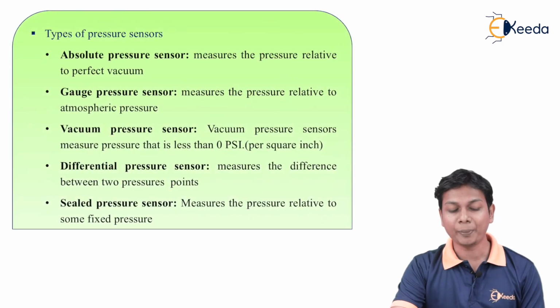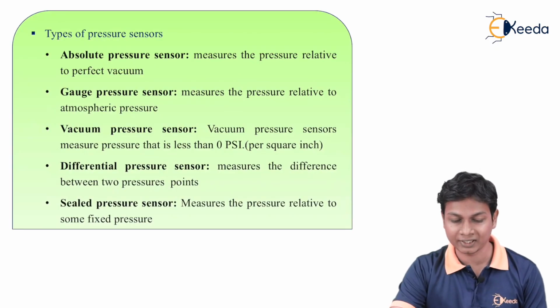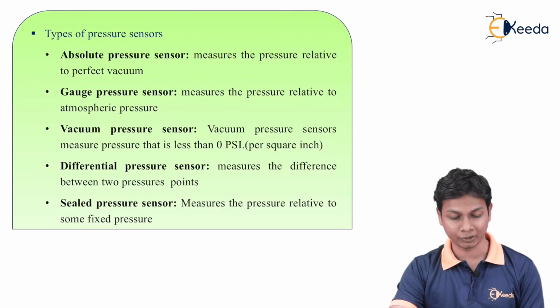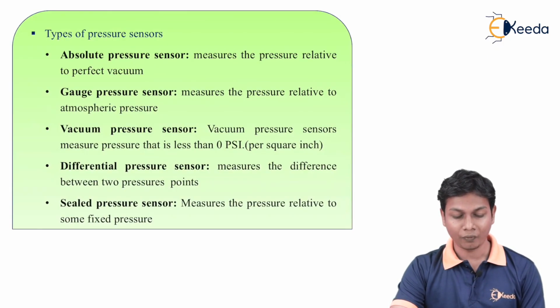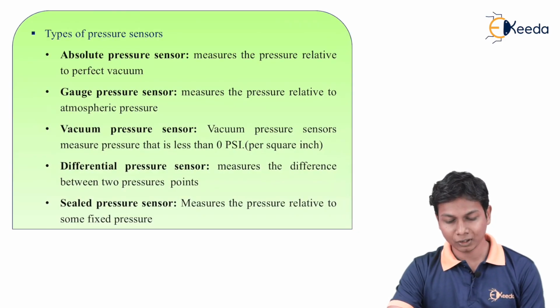Now, depending upon the application where a pressure sensor is used, it is divided into various types. Absolute pressure sensor measures pressure relative to a perfect vacuum. Gauge pressure sensor measures the pressure relative to the atmospheric pressure.